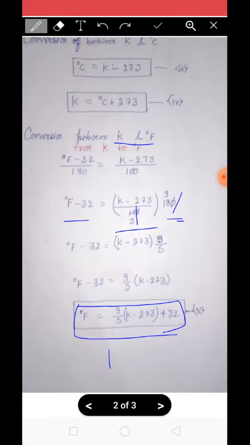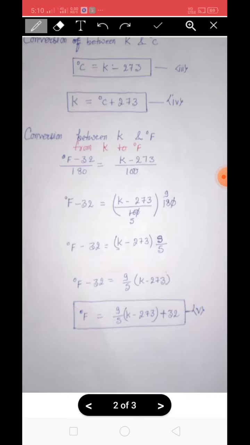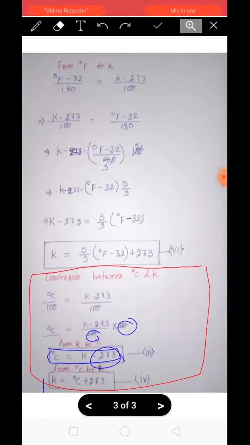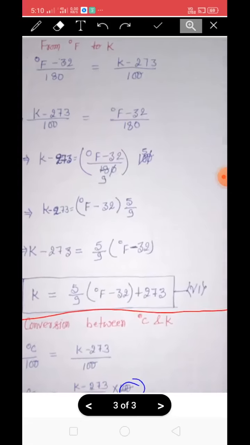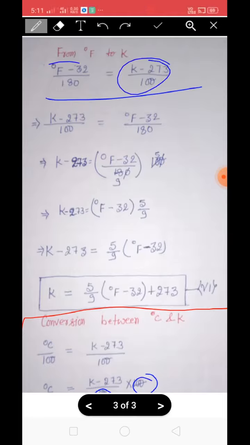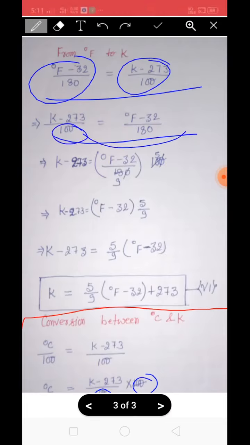Now next is conversion of degree Fahrenheit into Kelvin. For that we need to have the second formula. See over here. Now this is the part of the formula which has been taken. Now we will simply solve it mathematically. We had just changed the location of this and this in the next line. So we have to transfer this 100 from here to here.